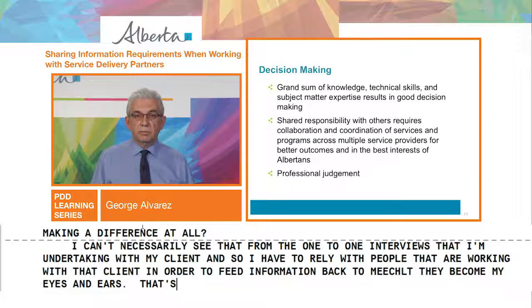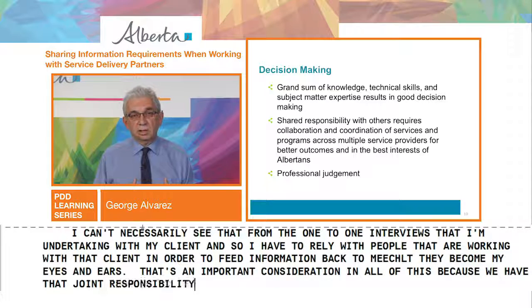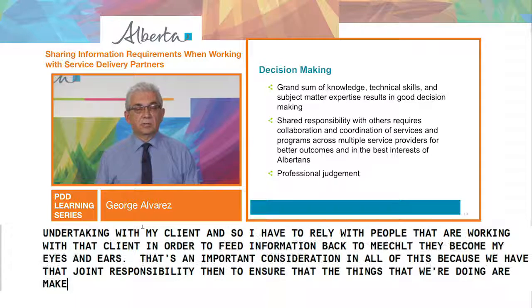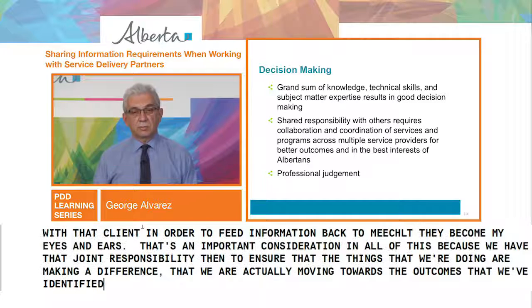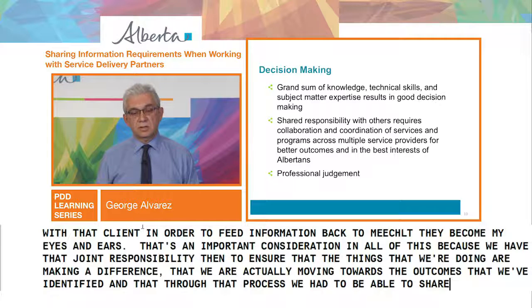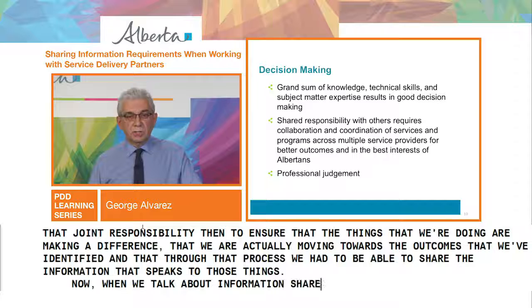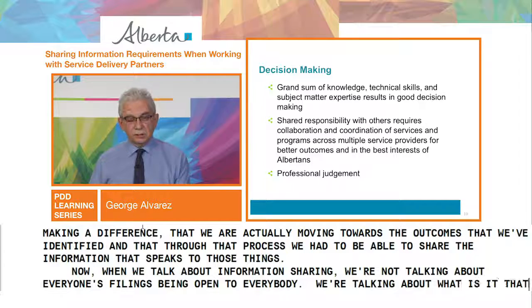That's an important consideration in all of this, because we have that joint responsibility to ensure that the things we're doing are making a difference, that we are actually moving towards the outcomes that we've identified, and that through that process, we have to be able to share the information that speaks to those things. Now, when we talk about information sharing, we're not talking about everybody's files being open to everybody. We're really talking about what is necessary to achieve those outcomes.